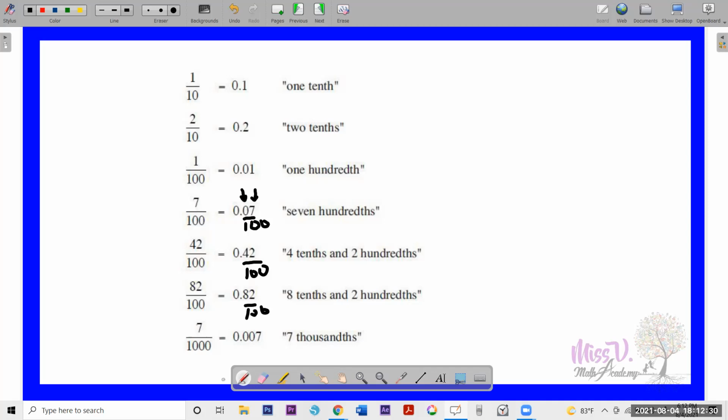Now, we're going to do a quick activity, and I want everybody to tell me what they think. If I have 7 over 10, what would the decimal value for that be? 0.7. Everybody in the chat, thank you for those people who are using the mic. 0.7.